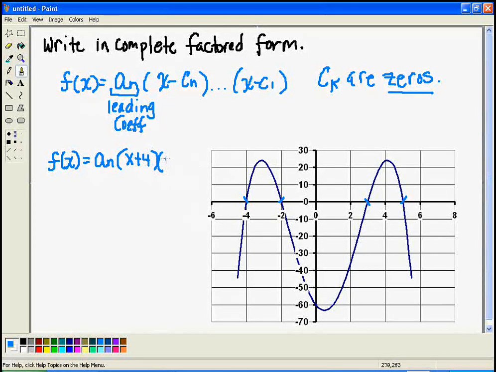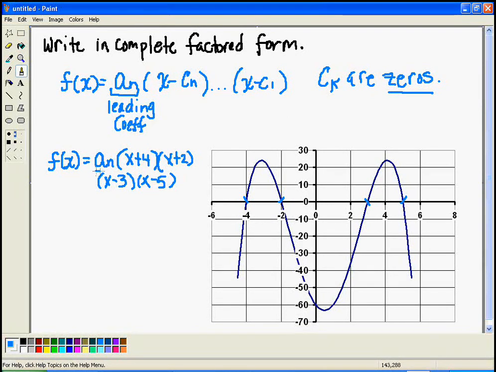X minus a -2, or x plus 2. I'm just going to continue that down here. X minus a +3, so x minus 3, and x minus a +5, or x minus 5. Okay, so now I've gotten my equation in complete factored form except for my leading coefficient.